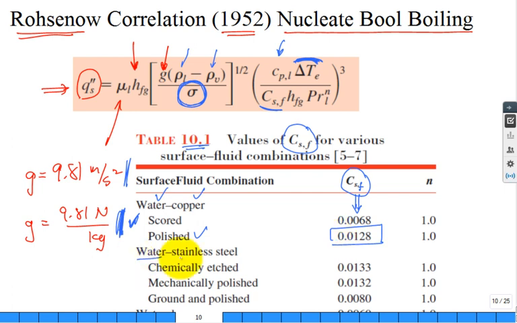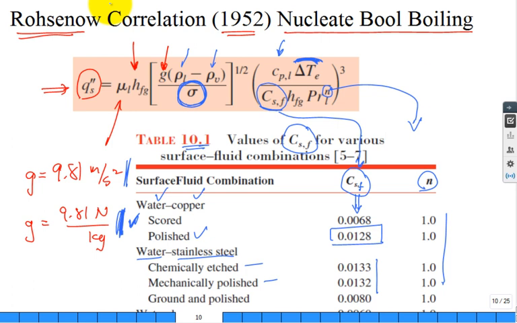If you have water and stainless steel and you have polished or chemically etched, people have studied and done lots of measurements, and so there's a coefficient fit. There's another coefficient n, so this C subscript s,f, and this n is right there. Well, a lot of times it is one, isn't it? I don't know if I have more in here, but you want to scroll down. I don't know if I can scroll down. So this table is a lot longer. I just show the beginning, the top part of the table.